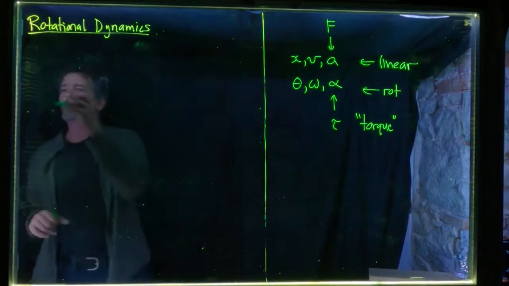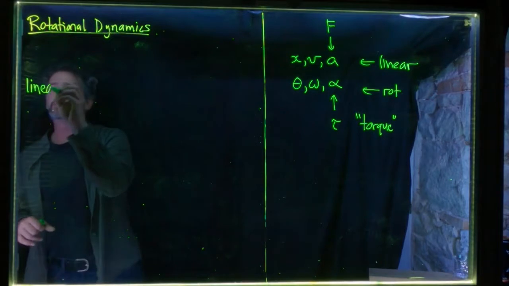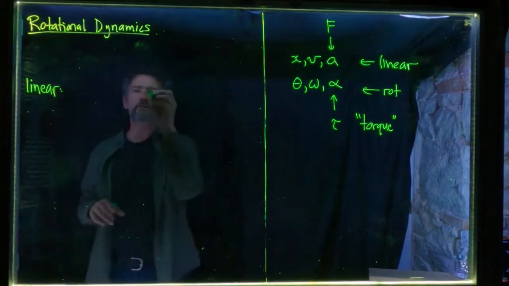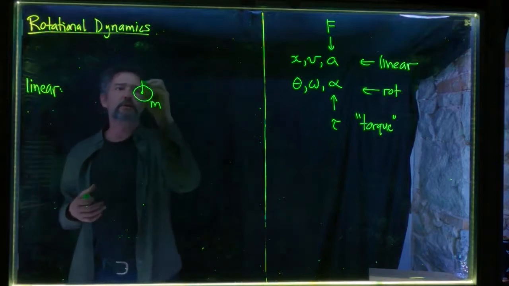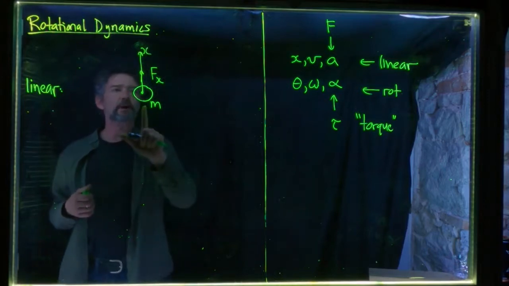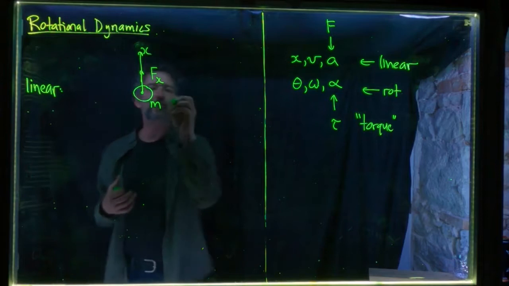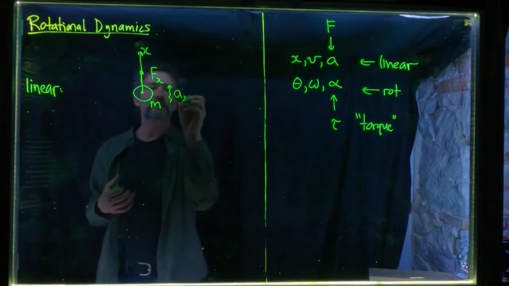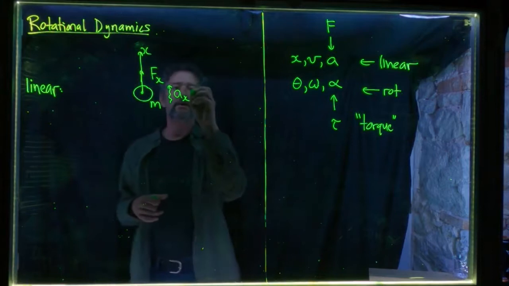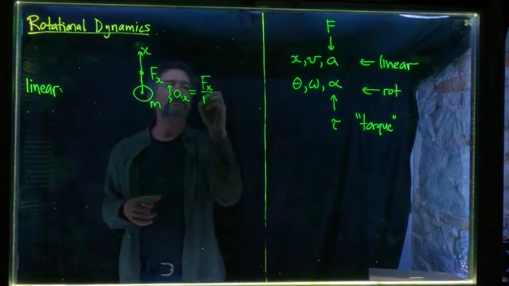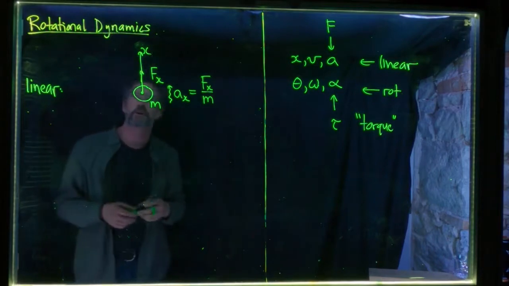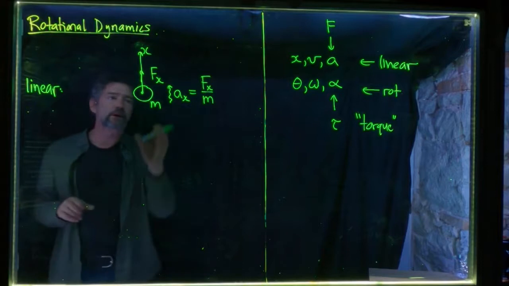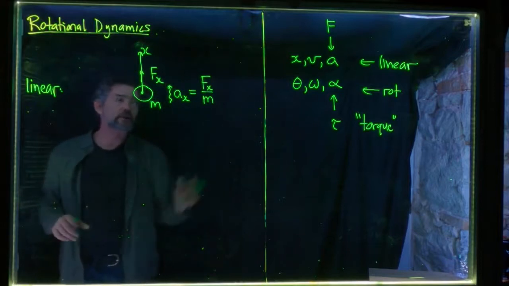So what we're going to do is start with what we know. In linear motion, we know that if we have a mass m, and we apply a force in the x direction, along the x-axis, it's going to cause an acceleration of that mass along the x-axis in the x direction. And that acceleration is the force divided by the inertial mass, the resistance of this object to changes in its motion. Okay, so that's easy. Now we're going to take this and expand it to understand what torque is.